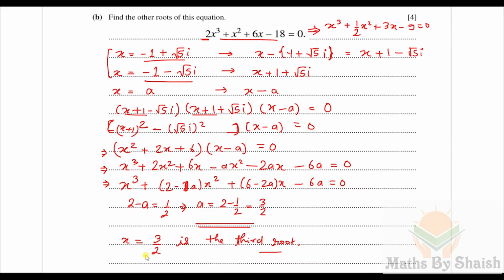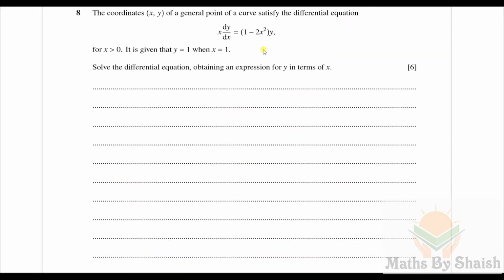Let's do the next question. Here's question number 8. The coordinates (x, y) of a general point of a curve satisfy the differential equation x dy over dx is equal to (1 minus 2x square) into y for x greater than 0. It is given that y is equal to 1 when x is equal to 1. Solve the differential equation, obtaining an expression for y in terms of x.